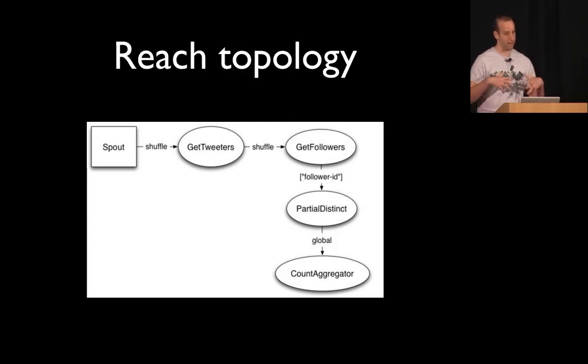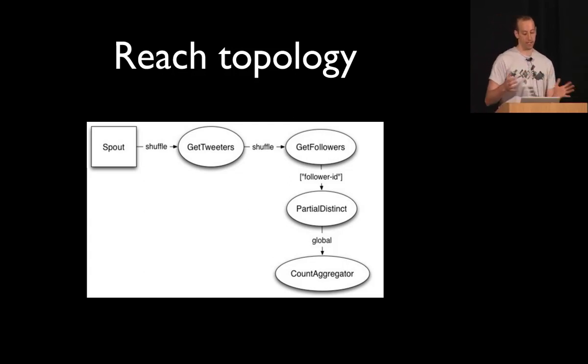Right? So they can each emit part of the count for the reach, and then all that's left to finish the reach computation is to sum up all those partial counts. I hope that makes sense to everyone. So as you can see in this topology, the entire computation from getting the followers, doing the uniquing, and doing the counting is completely parallelized.